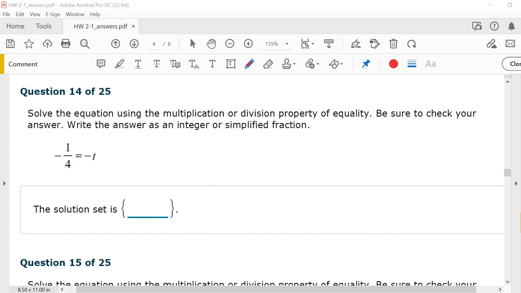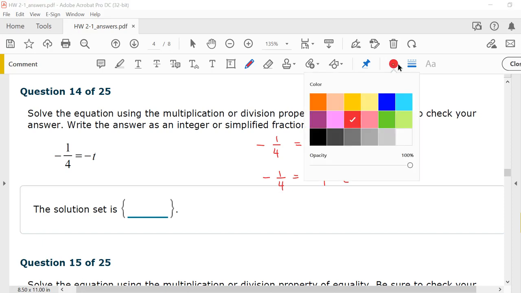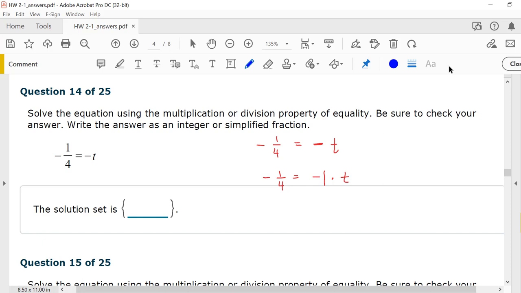We get to practice that again. Well, sort of. Okay, I have the equation negative 1/4 equals negative t. This negative t, even though you don't see it written this way, it really means negative 1 times t. Negative 1 times t. So if I want to get t by itself, I need to use the division property of equality and divide both sides by negative 1.